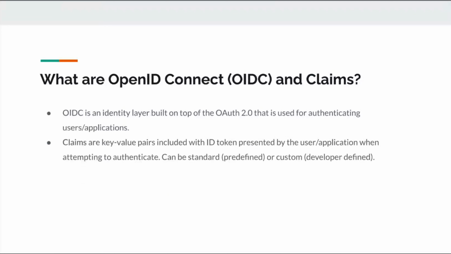So you might be wondering, what is OpenID Connect and what are subject claims? OIDC is an identity layer that's built on top of OAuth, and it's used for authenticating users and applications. And the kind of claims we're going to be talking about, subject claims, are basically key value pairs which are included within an ID token that's presented to the entity that will be granting tokens. And these claims can either be standard or custom.